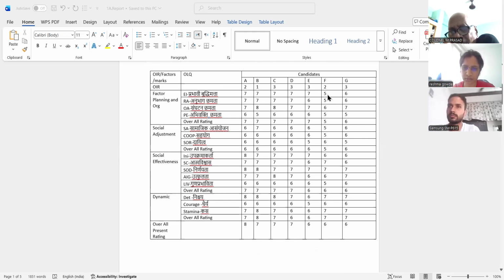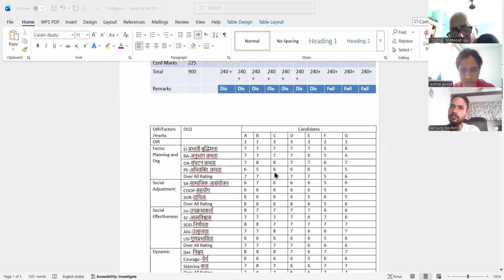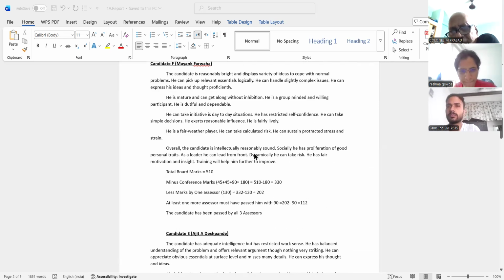F candidate, this is what 5, 4, 4, this gentleman is very, very bright. And in the first 4 qualities, he got 5, 5, 6, 5. It means he must be very extraordinary. That's why overall, the candidate is reasonably sound. Aage chalo, next. Socially, he has a proliferation of good traits. As a leader, he can lead from the front. Dynamically, he can take risks. He has fair motivation and insight.